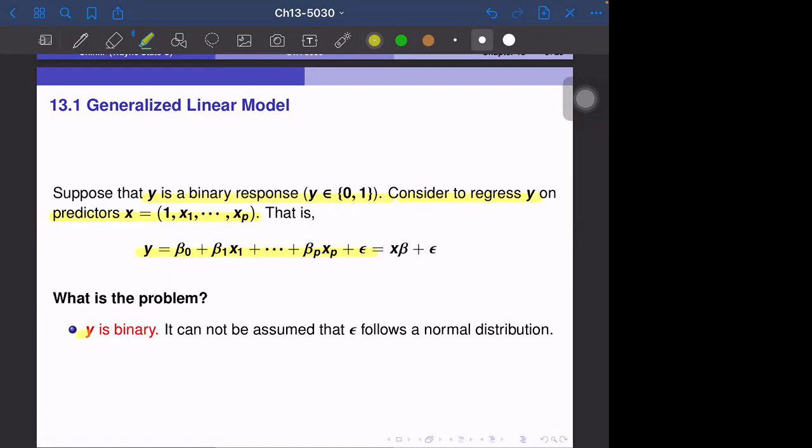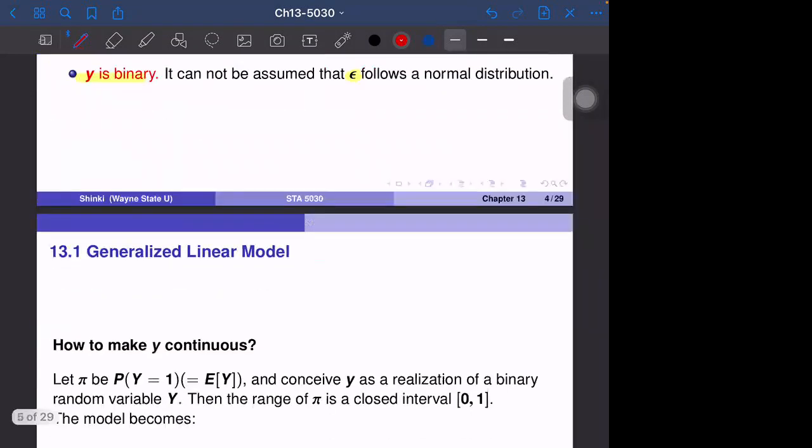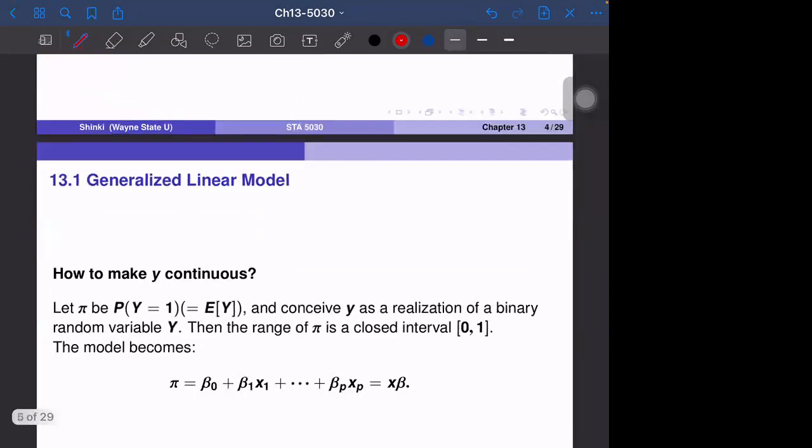The problem is that y is binary, so we cannot assume epsilon follows the normal distribution. Y can take only 2 values, so once the fitted values are determined, epsilon can have only 2 values. Certainly, it's not normally distributed. If this value is 0.8, then y is either 1 or 0, so epsilon is either 0.2 or negative 0.8. So it's a problem to fit the linear model.